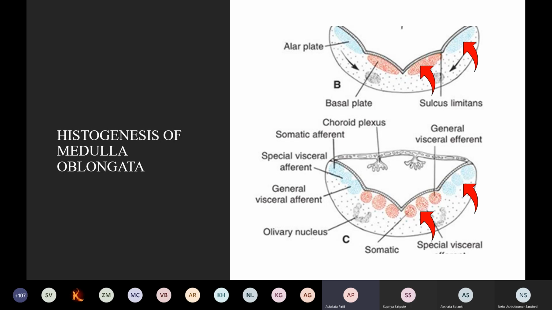So what is the histogenesis? Now in this medulla oblongata, this is the basal plate, which forms the motor nuclei of the cranial nerves arising from the medulla. This is the alar lamina, which lies just lateral to the basal plate. The cells will form the sensory nuclei of the corresponding cranial nerves arising from the medulla oblongata.